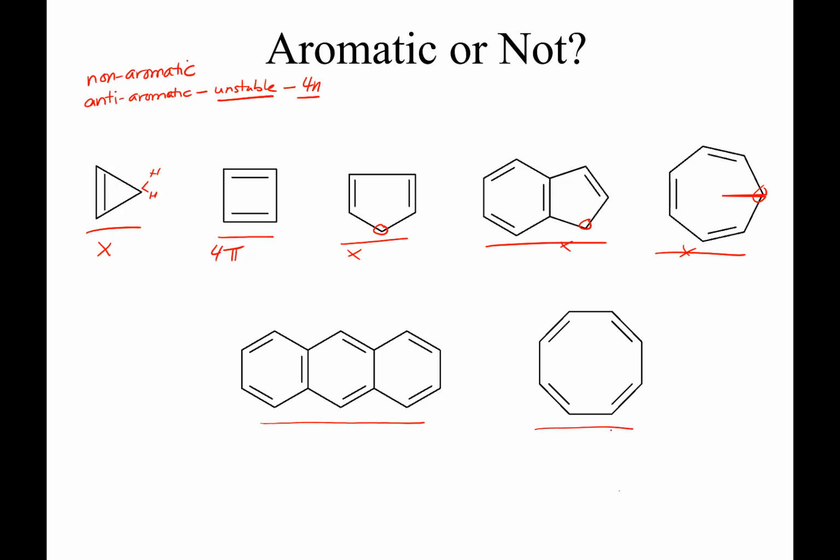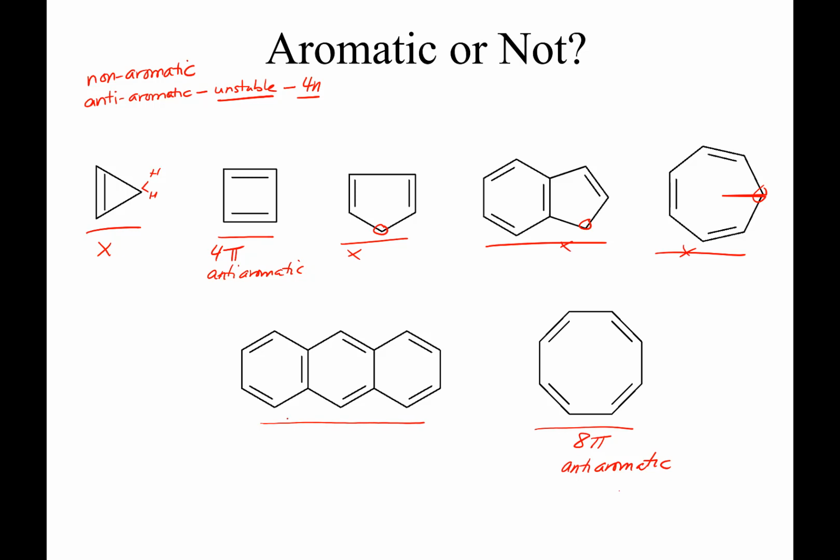The cyclooctatetraene, the stop sign shaped, how many pi electrons does it have? It's got 8, and so that makes it anti-aromatic. So that's anti-aromatic, and this one is also anti-aromatic. The majority of the ones on this page are not aromatic.